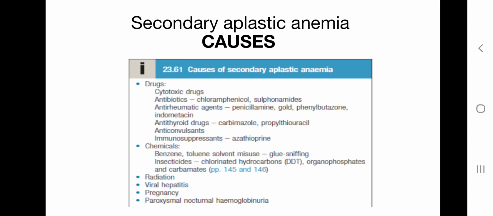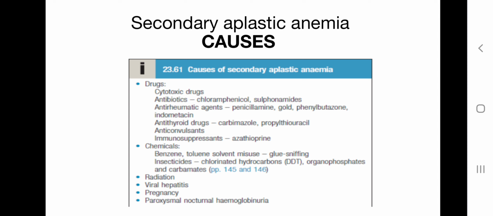So it's important to counsel the patients in whom you start anti-thyroid drugs like carbimazole to be wary of agranulocytosis. If they develop fever with throat pain, they are always advised to get a complete blood count, because carbimazole can cause agranulocytosis, which can present as infections. And immunosuppressive drugs like azathioprine, anticonvulsants. So drugs can result in secondary aplastic anemia. Chemicals like benzene, toluene, solvent misuse, glue sniffing, insecticides like organophosphorus, radiation.